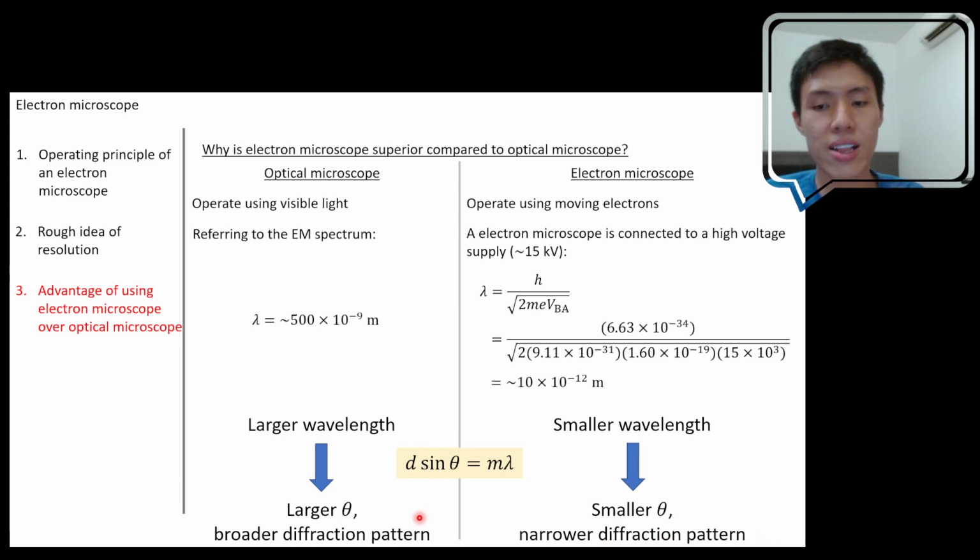So you should expect the light will spread out quite widely, but for electrons, they spread out very little. The diffraction pattern is very small.